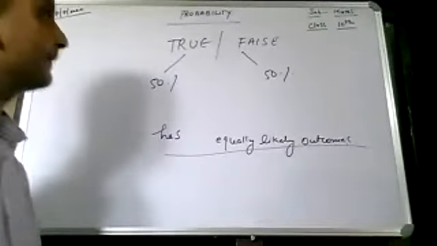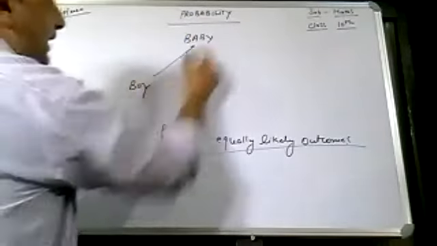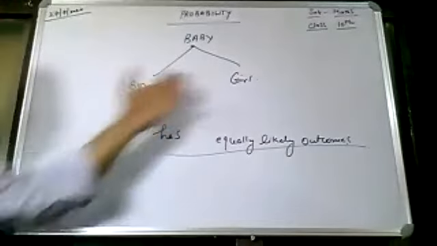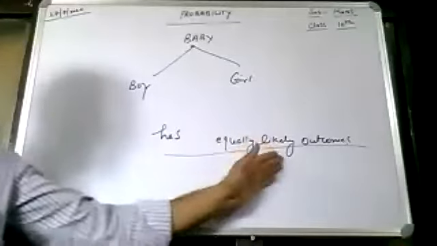Next. A baby is born. It is a girl or a boy. So class, the baby is either a boy or a girl. Clear? So 50% probability of boy and 50% probability of girl. So again, it is equally likely outcomes.